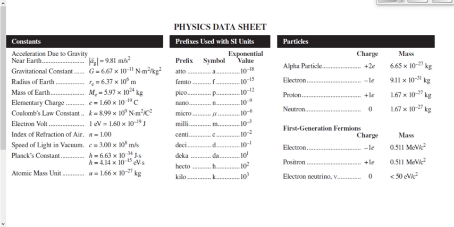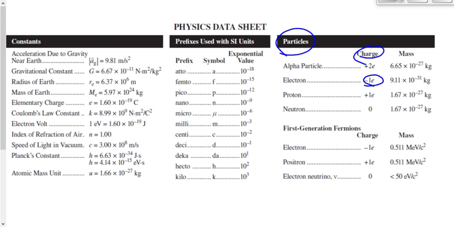Where are we going to find the charge of an electron on my data sheet? Yeah, Joshua, where do you see it? I see it right there. Top right-hand corner under particles. If we scroll down here, we see an electron has a charge of negative 1e. That doesn't tell me that it's negative 1.6 times 10 to the minus 19, no. So where do I get that from?